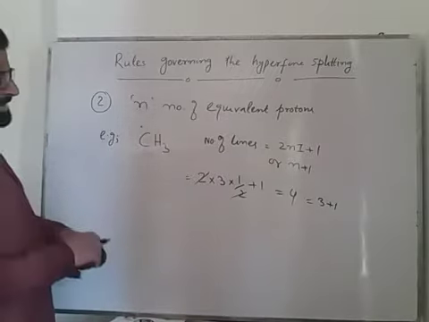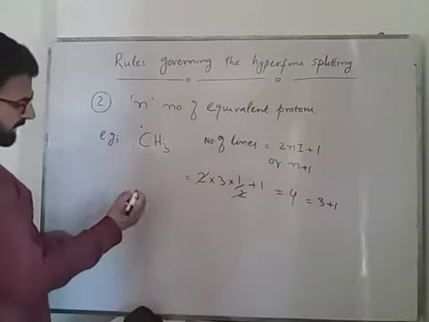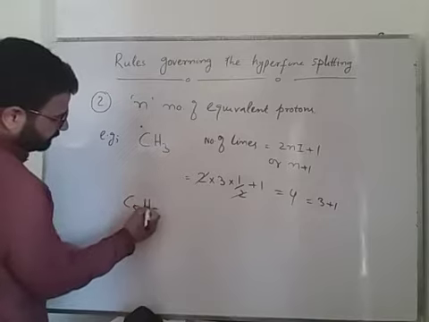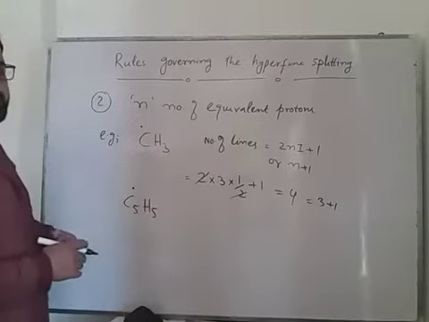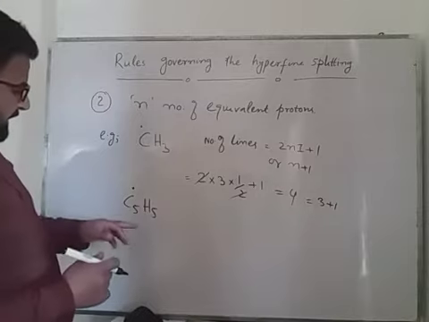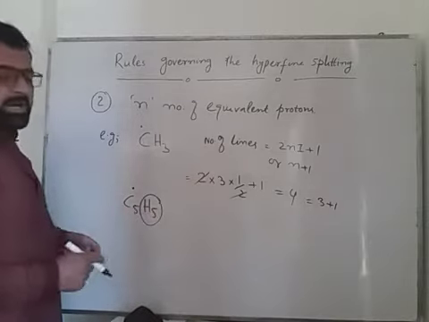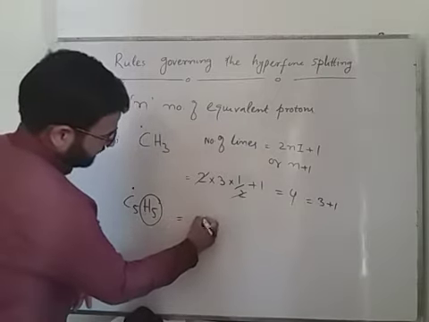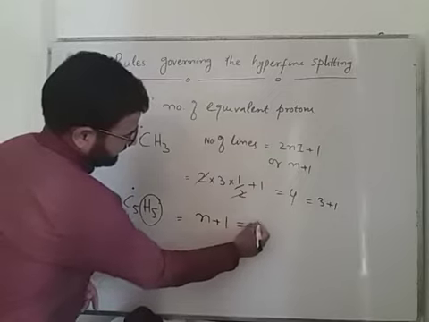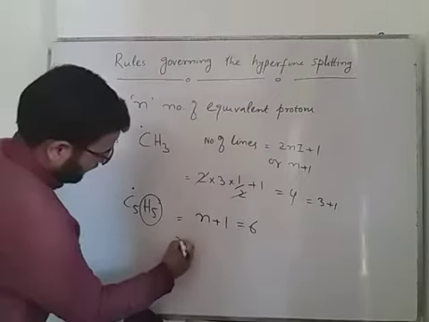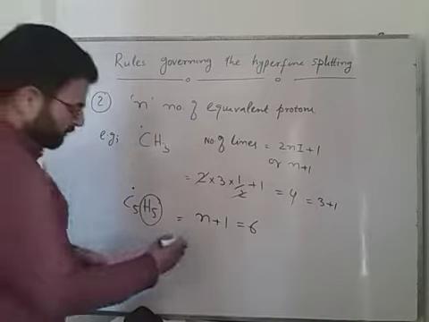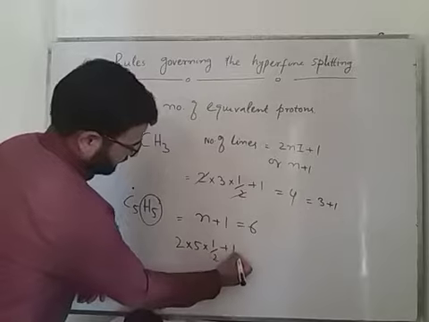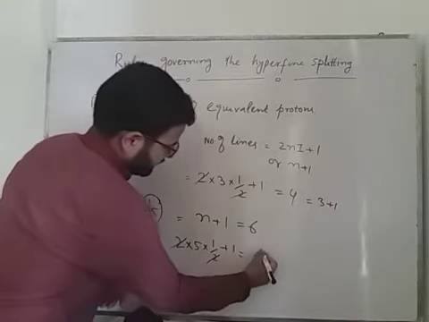Okay, so next, one more example we can have, like we have the C5H5 free radical. In this case there are 5 equivalent protons. So we can simply guess that the number of lines will be equal to n plus 1, that means 6. Or you can write in terms of 2nI plus 1: 2 into n is 5, into I is 1 by 2, plus 1, it will come out as 5 plus 1 is equal to 6.